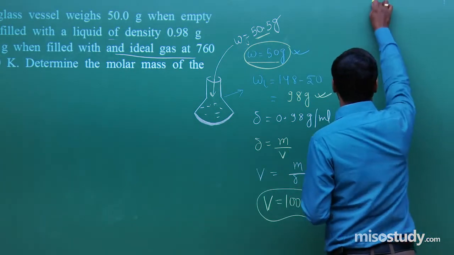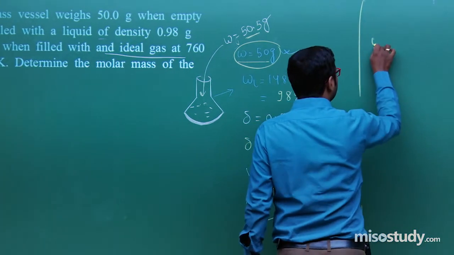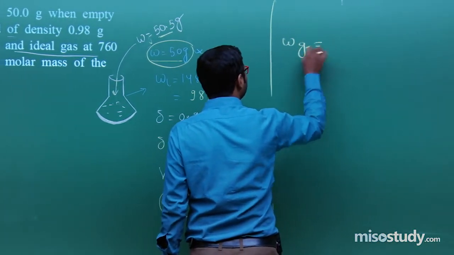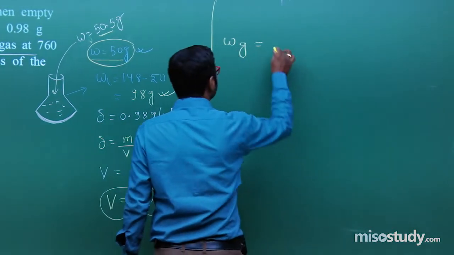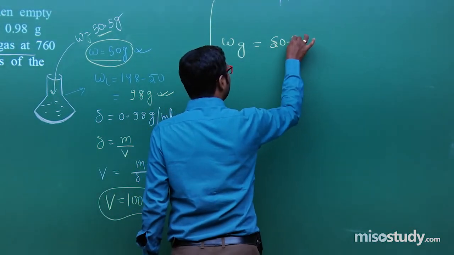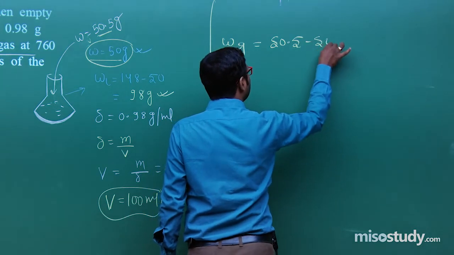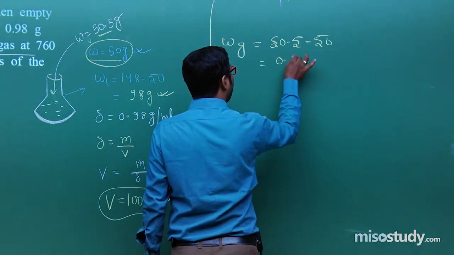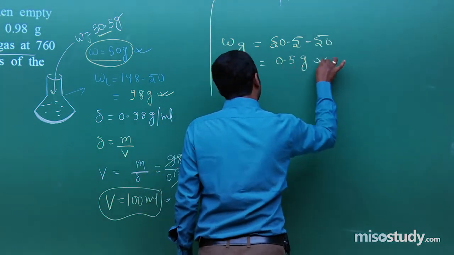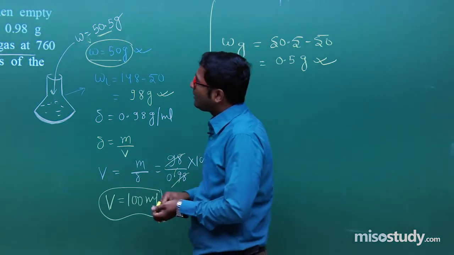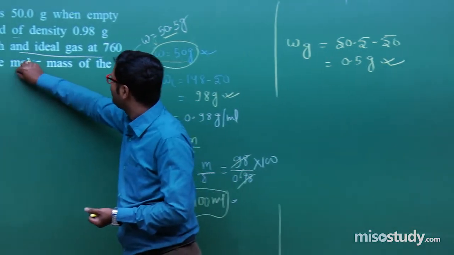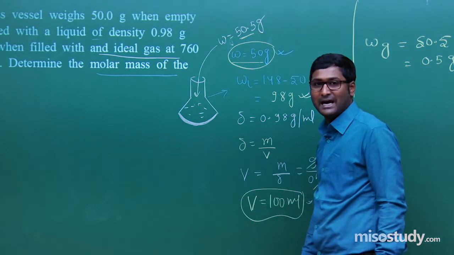So I am moving here. You can easily write the weight of the gas is equal to, what will happen friend? That is 50.5 minus 50. Clear? That is 0.5 gram. This is the weight of the gas. Now according to the question, determine the molar mass of the gas.